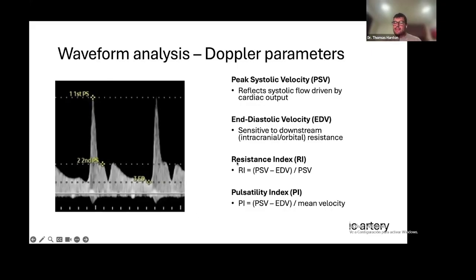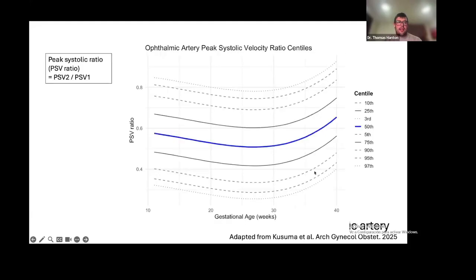And then you've got a few calculated markers. This is the same as all Doppler waveforms. You'll have your resistance index and your pulsatility index that can be calculated through these formulas. The key calculated marker that's been published on significantly in relation to preeclampsia is the peak systolic ratio. So that is PSV2 divided by PSV1.